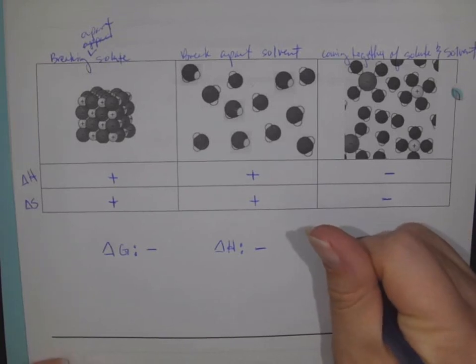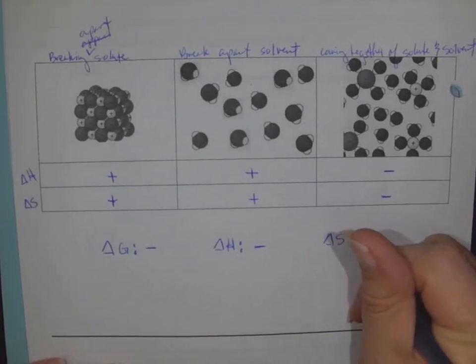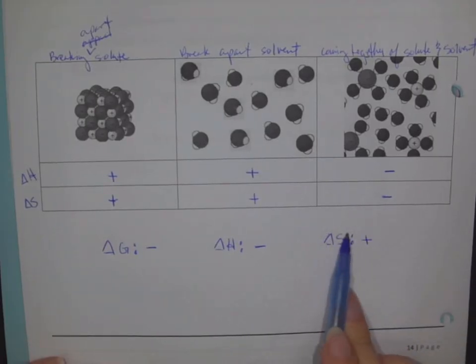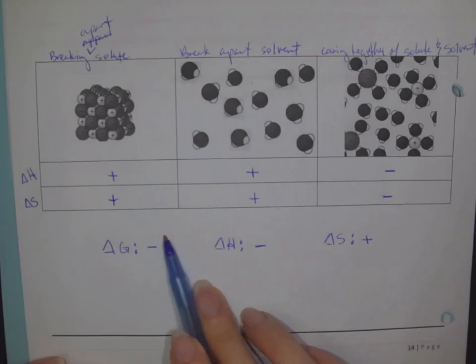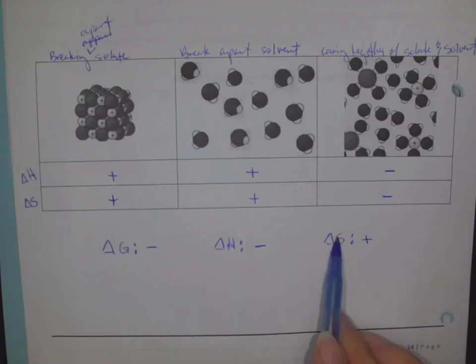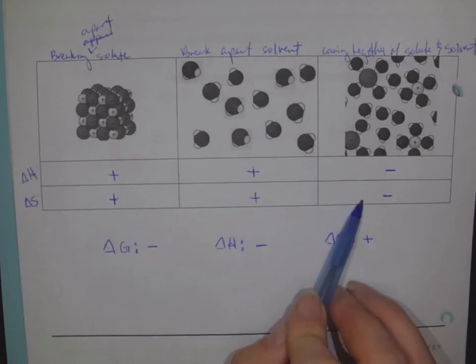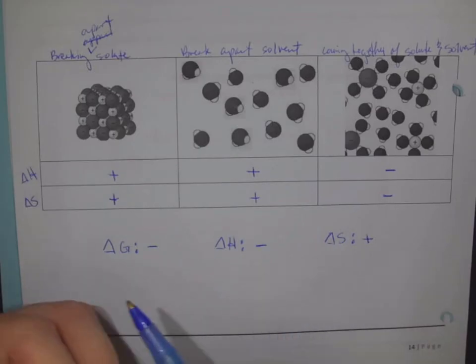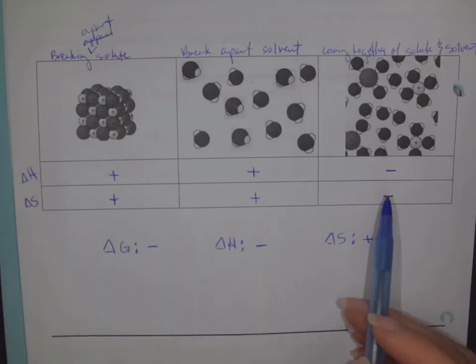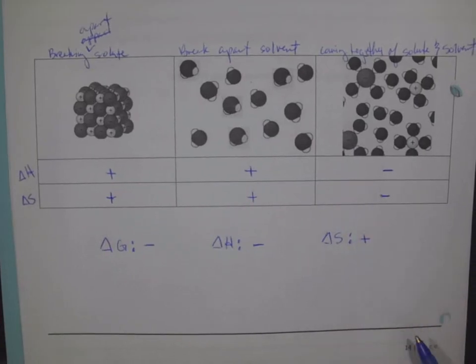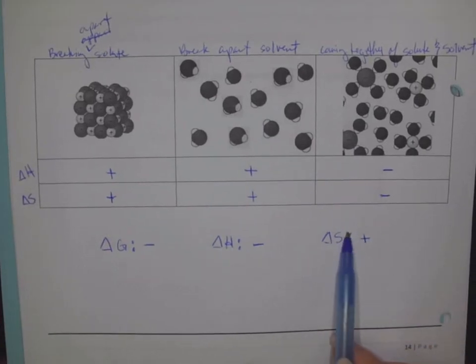And then delta S is positive. This is going to drive this as well, okay? And so what we have here would be that these positives outweigh the negative that's created when those ion-dipole interactions form. If these outweigh that for this entire interaction, then overall we'll have a positive delta S. And usually when something dissolves, that is true.